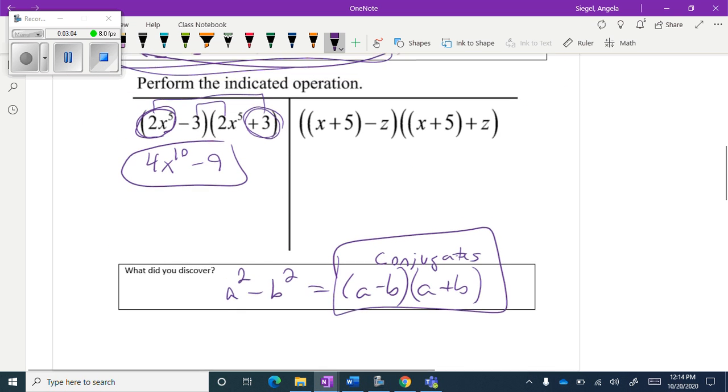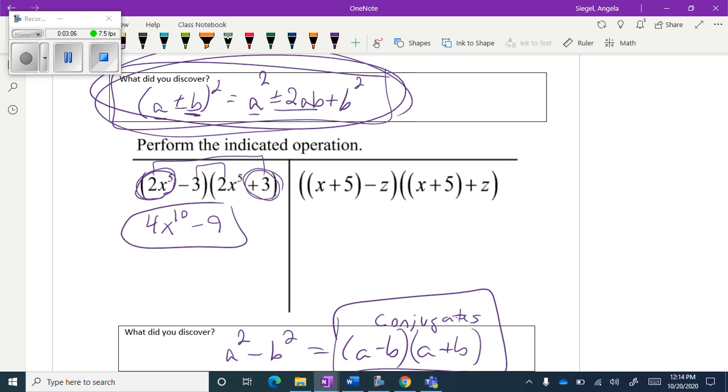I think these come up a lot more. So just know when you have this, you're going to square that, and notice the sign, it's always a minus. So I want you to look at these as conjugates. So blah, blah, blah, minus c, blah, blah, blah, plus c, and see if you can come up with it.